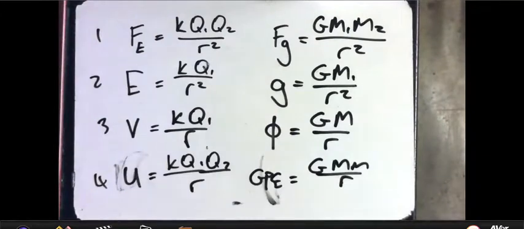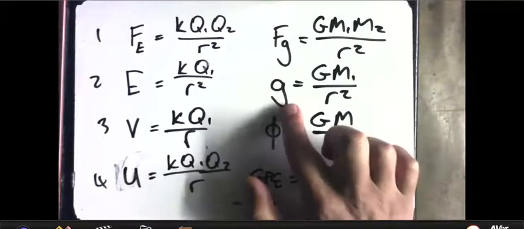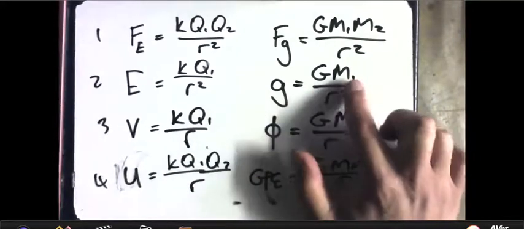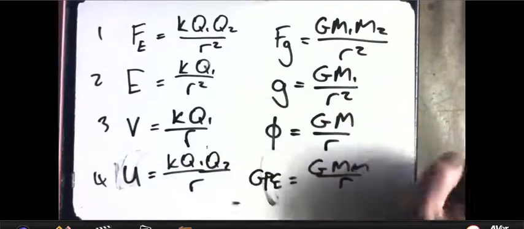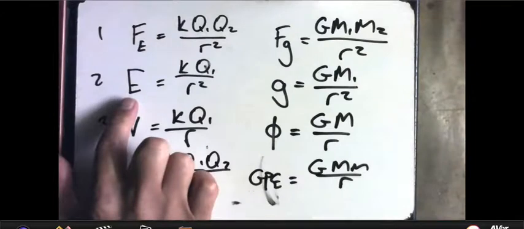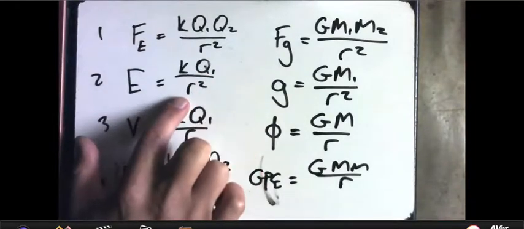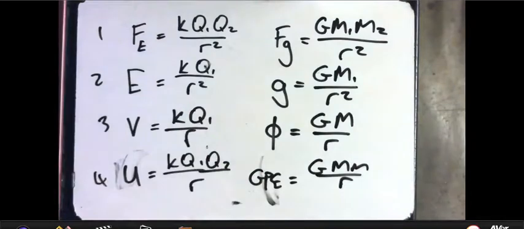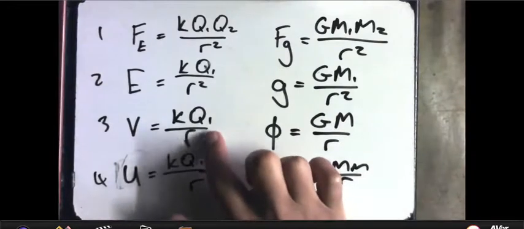Once we look at here, we understand that the Earth has a gravitational field due to the mass of the Earth, and the further we are away from the Earth, the weaker that field will get. The same way a charge has an electric field, and the further we get from that charge, the weaker that field will get.